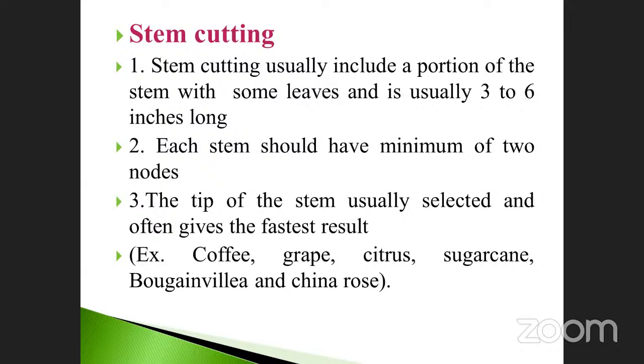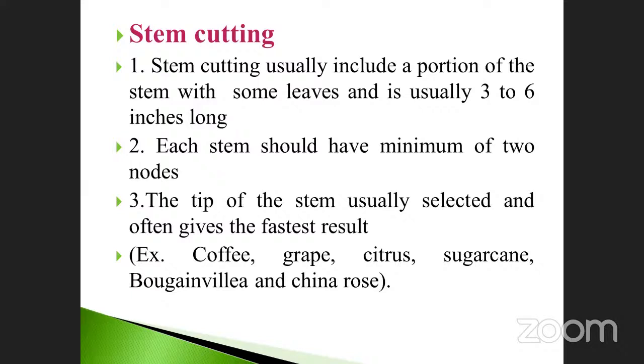Anybody else? Why are they selecting the tip of the stem? Any students? Yes. The tip has more meristematic tissue, so it divides more easily and therefore grows faster. Okay, very good. Because of the presence of easily divisible parenchymatous cells. Parenchymatous cells easily undergo division.